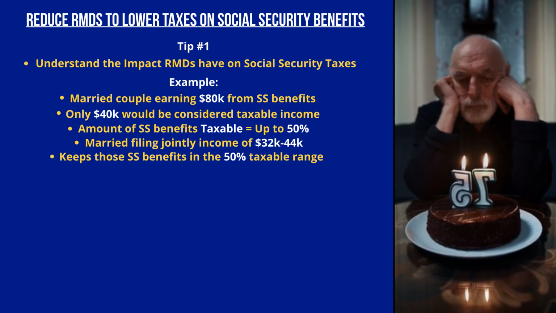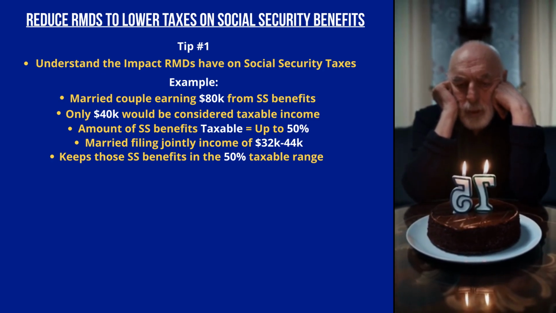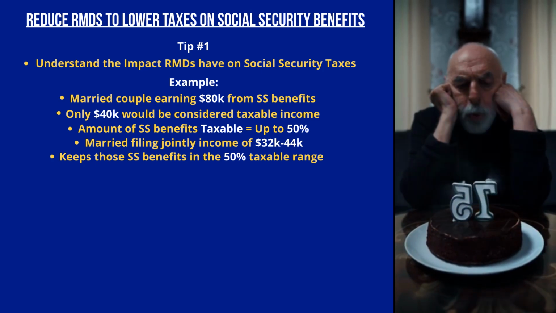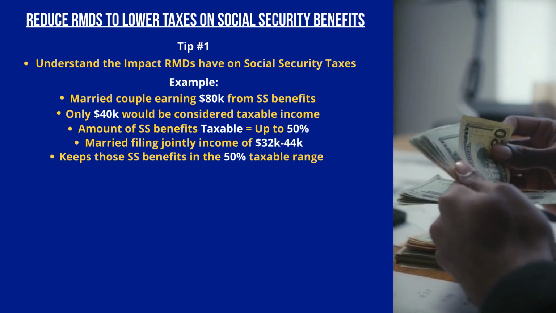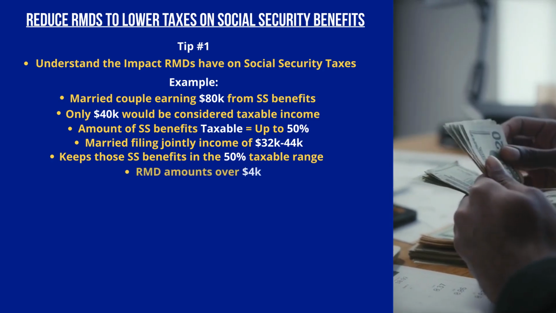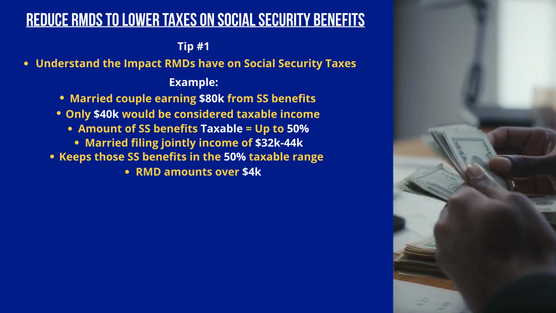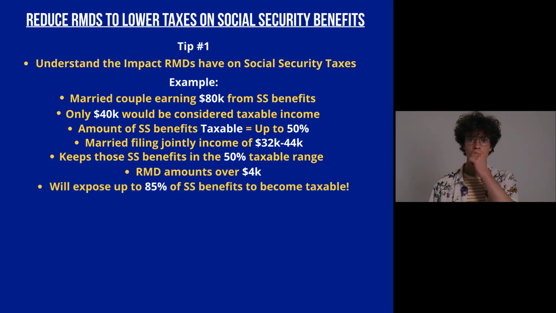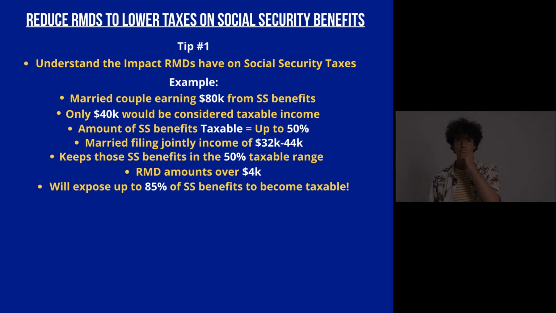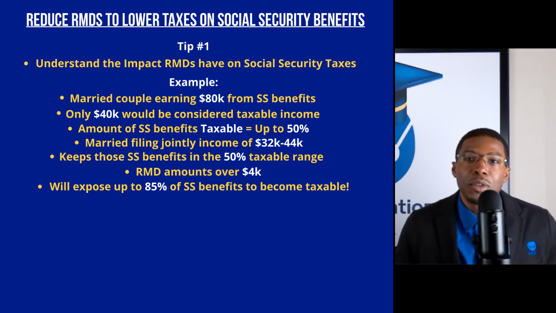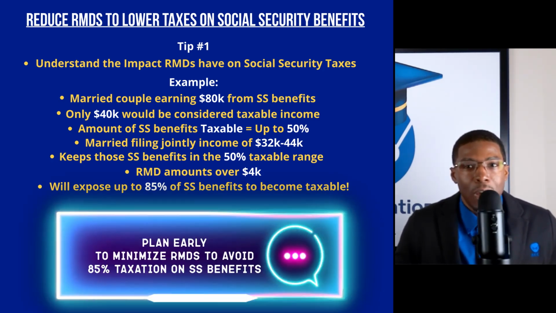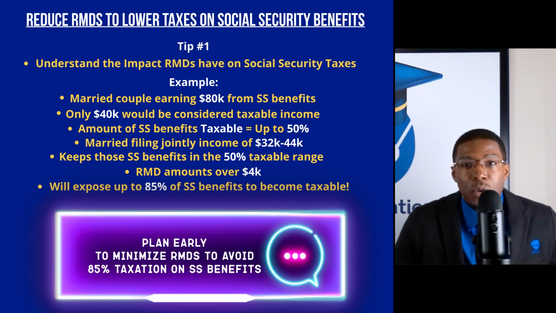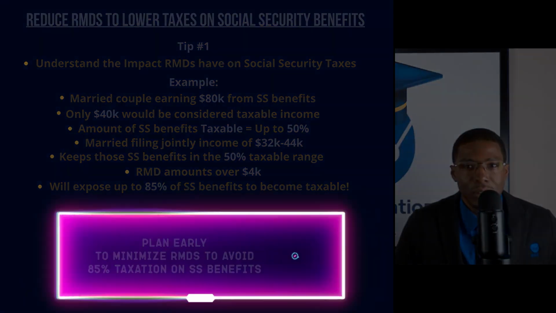But once you hit your required minimum distribution age and you are mandated to take taxable distributions from your retirement accounts, as little as a $4,000 distribution from any account could expose your Social Security benefits to being taxable up to 85%. So you can really see why it is so important to get out ahead of this tax bomb and start planning early on how to minimize those RMDs, so you're not pushing to the 85% taxation on your Social Security benefits.